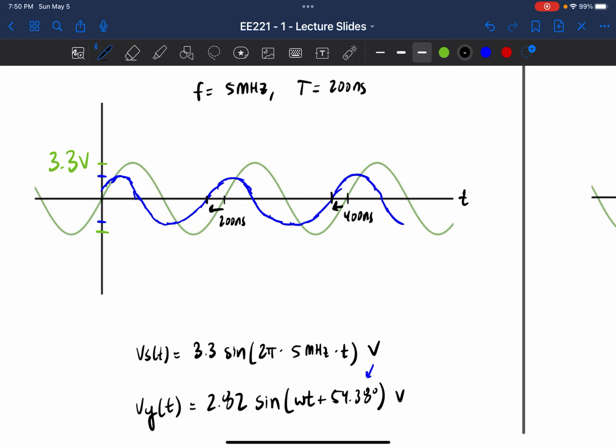It's kind of ahead in time. In terms of time, it's ahead of my green signal. So we call this a leading signal. Okay, this terminology is important because when we look at sine waves and we're talking about different sine waves, it's important sometimes to know whether a signal is leading or lagging another signal.